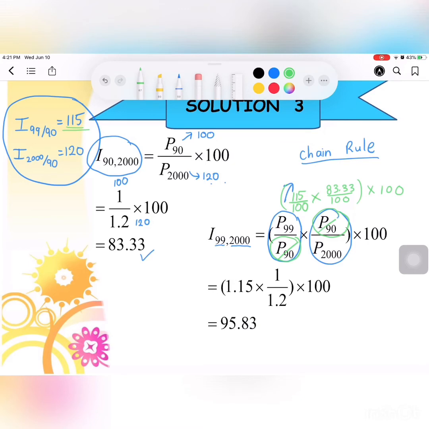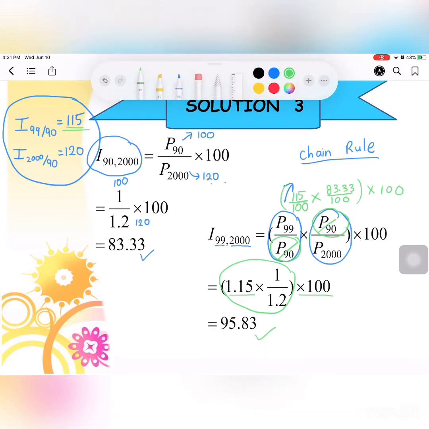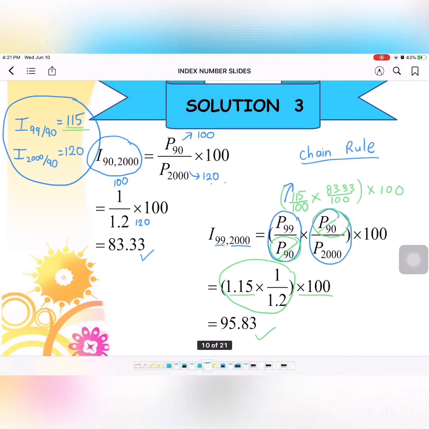Okay, or if you don't want to divide it by 100, you can put 1.15. So if you multiply this together and you times it by 100, then you will get the price index to be 95.83. Okay, I hope you can understand this one.